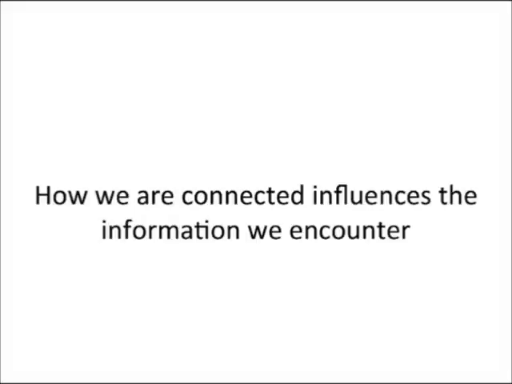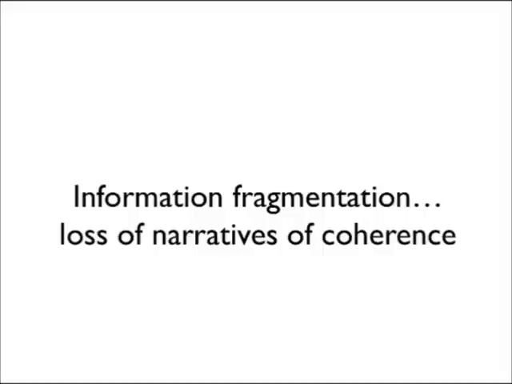So the argument then is how we are connected influences the type of information that we encounter. But here's the real issue that arises. When you fragment information, you also have a loss of coherence. And coherence is critical in order to understand how topics are related. We see this all the time in our personal lives. I mean, yeah, we use simple words like, oh, that doesn't make any sense.